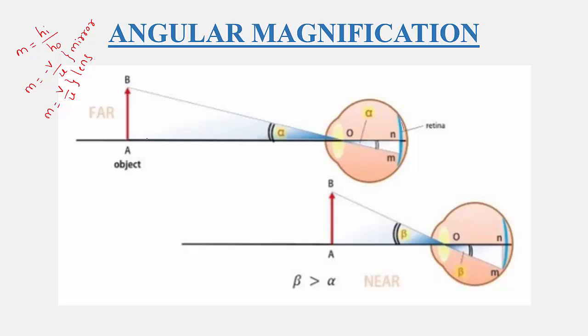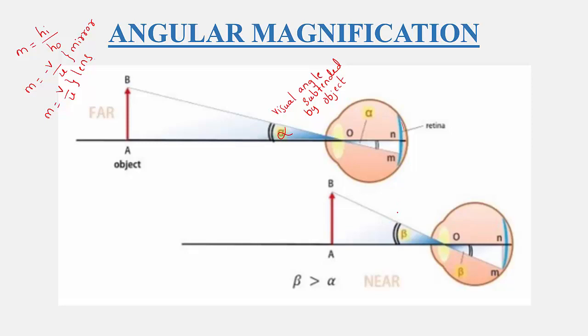Here, let us consider an object AB. This object is far away from the eye. When the person observes this object, this is the visual angle subtended by the object at the human eye, right? Here it is alpha. Alpha indicates the visual angle subtended by the object at the eye. Right now this object is away from us. Let us take the angle as alpha.